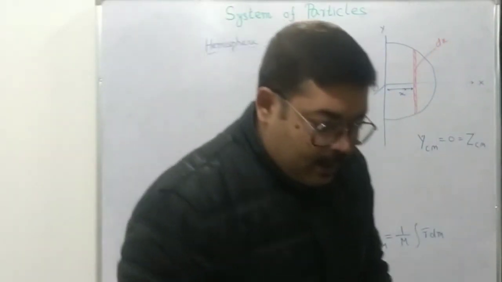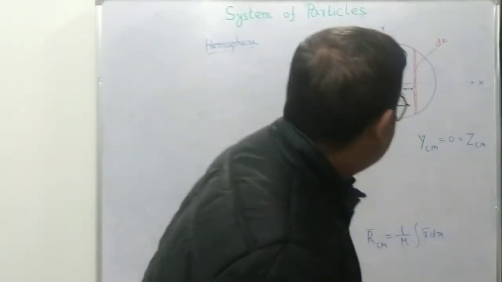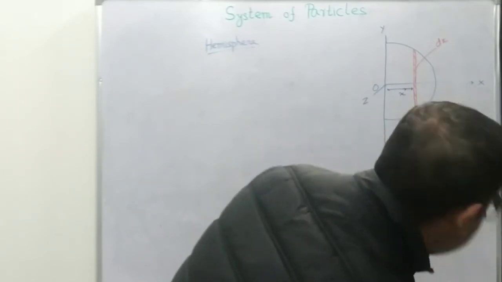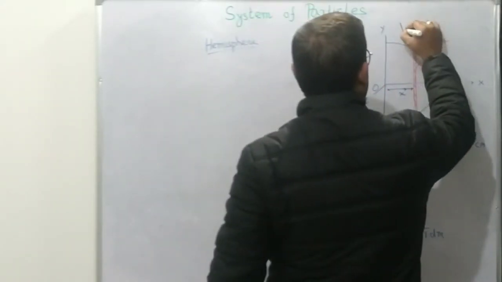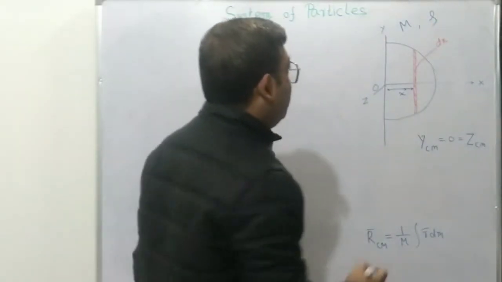Now let's say m is the mass of the hemisphere, and let's say the density of the material of the hemisphere is rho.